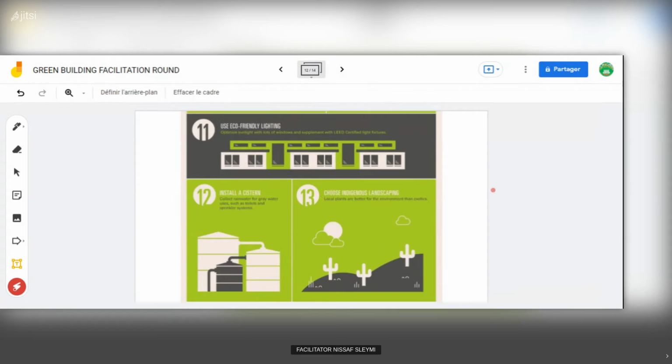Last step, last but not least, you have to choose indigenous landscape. We know that green building is not only about technical systems and fixtures and practices, but also about environmental practices. So it is very important to choose the most efficient landscape, like local plants. They are better for the environment than exotic ones and artificial ones.